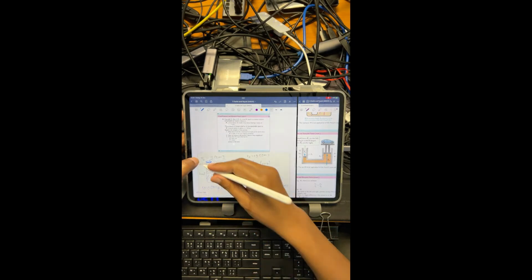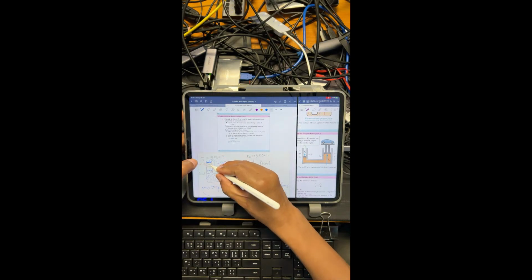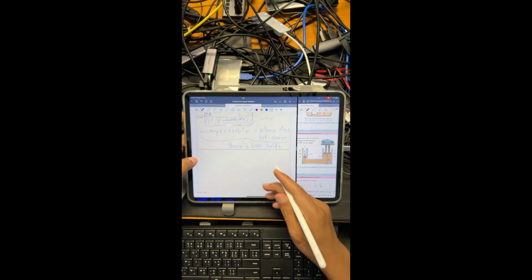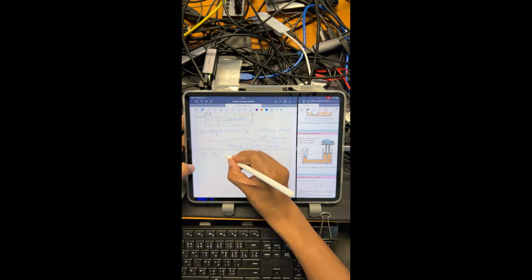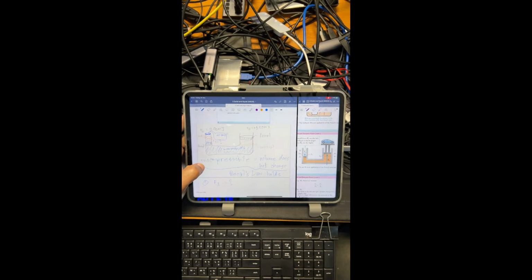Okay, they wanna know what is the force we should have here, F1, on the left side, on the smaller side. The first question is, what is F1? What is that value?